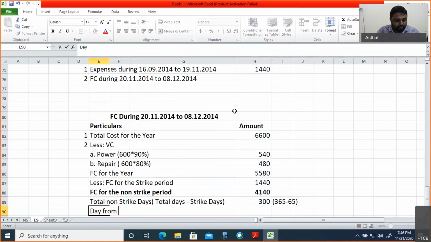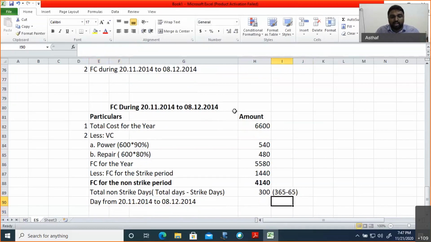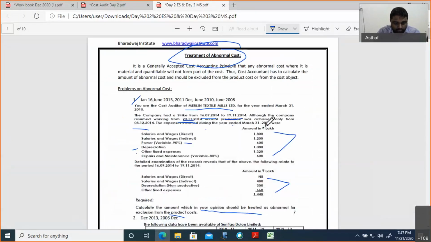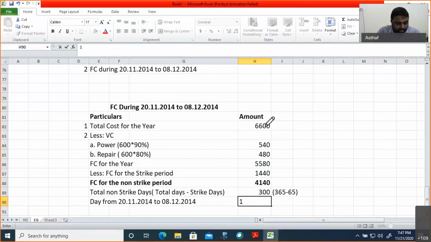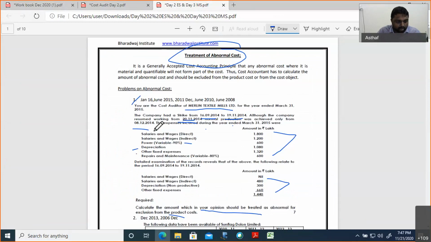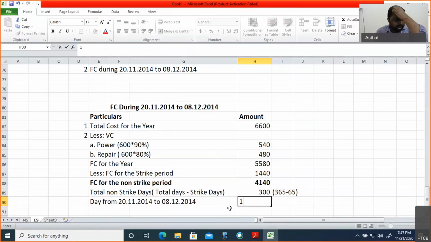So what are the days from 20/11/2014 to 8/12/2014? We want to know the fixed cost for 20/11 to 8/12. We got 300 non-strike days. Normal production was achieved only from 8/12. So 20 to 30, we will have 11 days. 1 to 7, we will have 7 days. So it will be 18 days if I am not wrong.